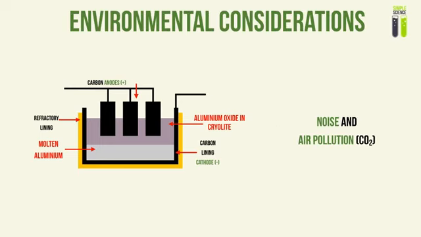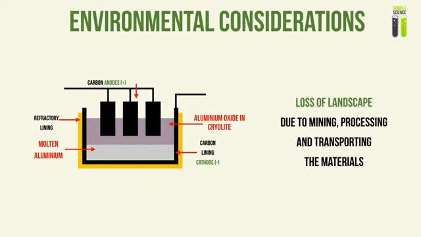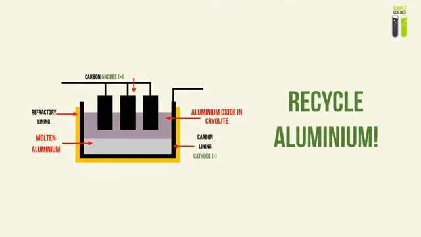Environmentally, there will be pollution: noise pollution due to the processes and the preparation for these processes, and of course air pollution because carbon dioxide is a byproduct of this process. In addition, there is going to be loss of landscape like pretty much any other large industrial manufacturing process. Due to the mining and the electrolysis itself, you have to create the facilities and transport the materials, since this is a very, very large process. So to mitigate all of these issues, we must recycle aluminium.